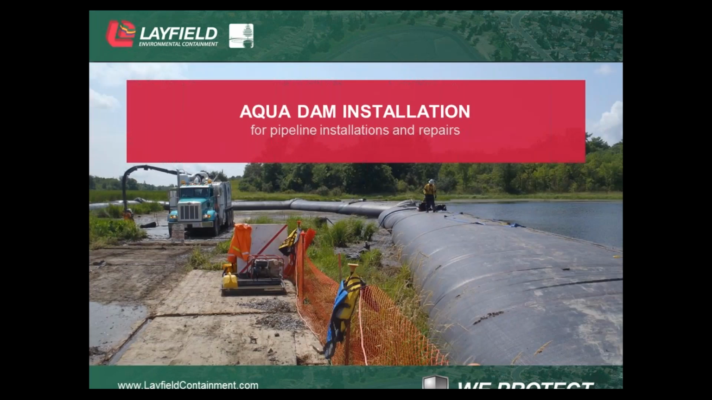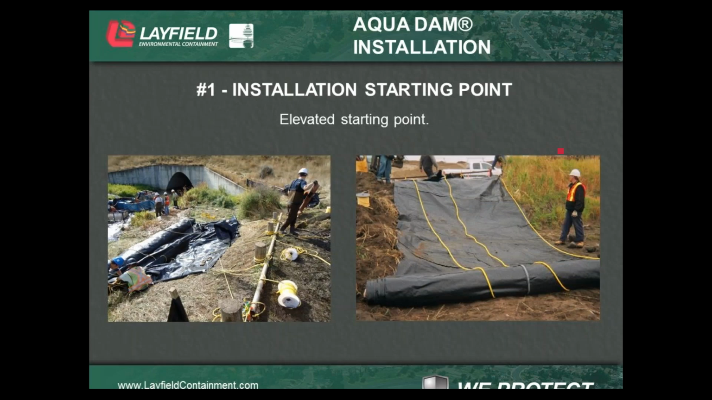So, aqua dam installation. We're going to talk a little bit about how aqua dams are installed. Number one, the installation starting point. We need to have an elevated starting point. As I said in the beginning, an aqua dam is an open-ended tube. It does require an elevated starting point. It doesn't have any kind of fittings or anything.